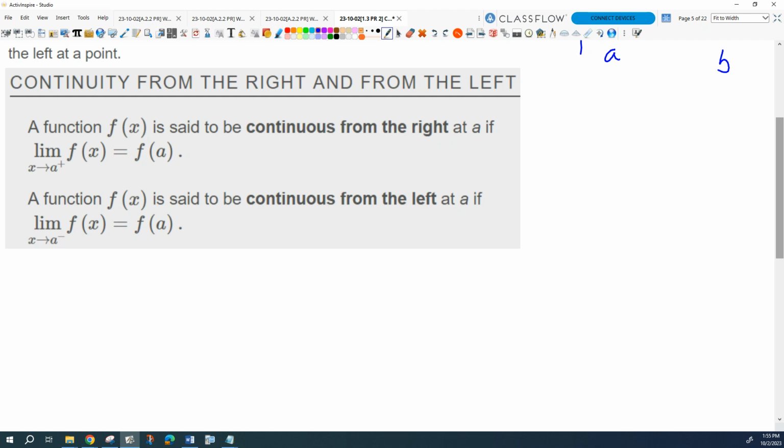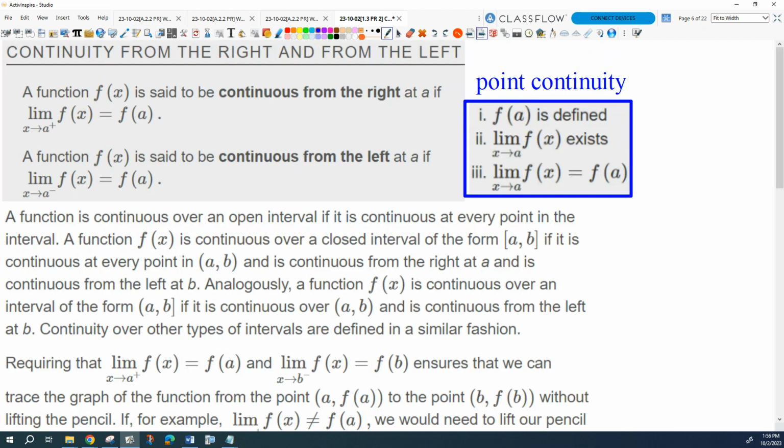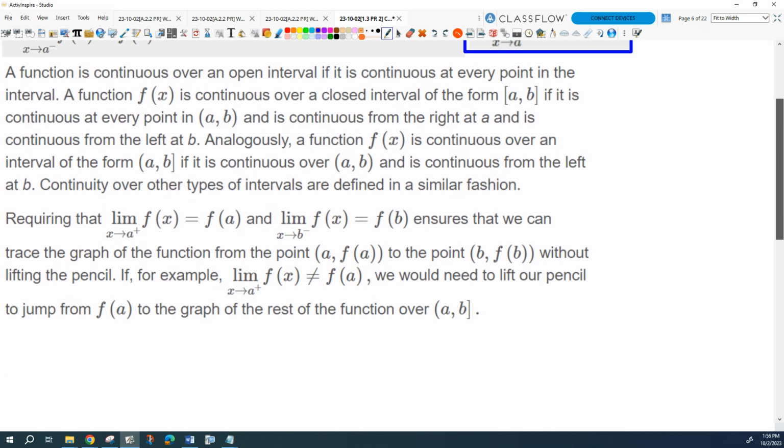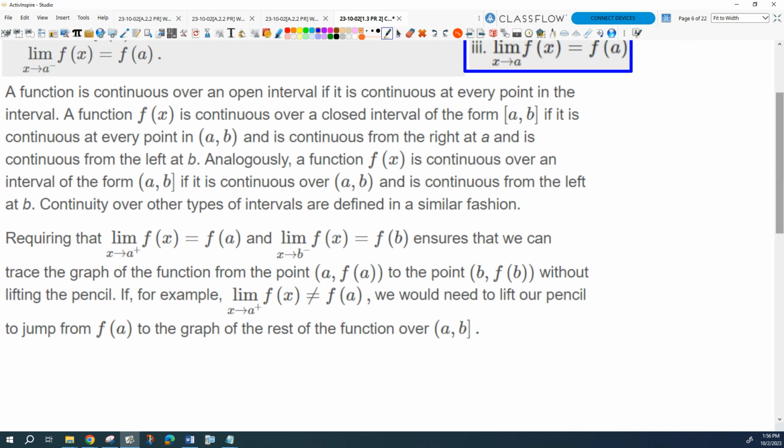Okay, so then we can put this stuff together, add that new idea to what we said a couple minutes ago about continuity on an open interval, and we could expand this. Lost it. Where was it? Oh, here we go. So we talked about continuity on an open interval. Analogously, a function f of x is continuous over an interval of the form, we'll do the whole thing for now.